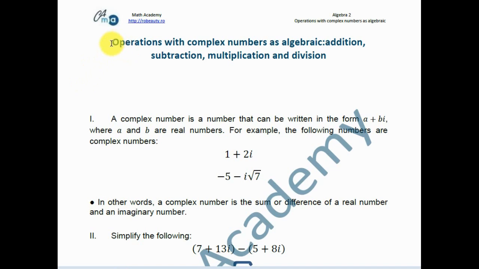In this tutorial you'll learn about operations with complex numbers as algebraic, addition, subtraction, multiplication and division.